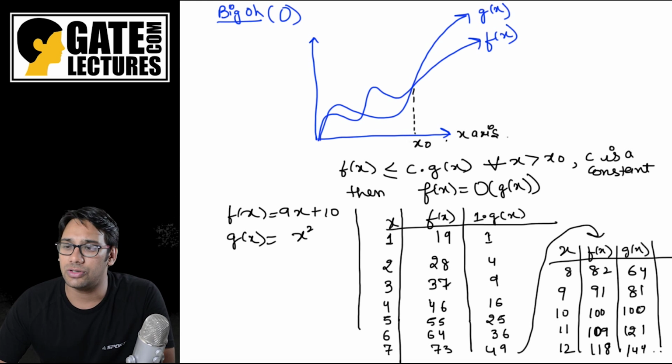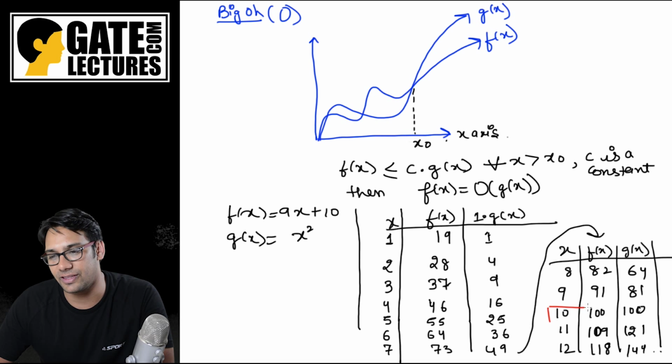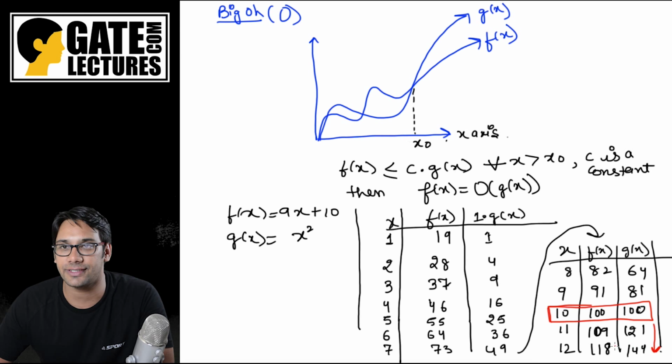Now if you see the specific point, what is the point? The point is 10, when the value of x is 10. After this value of x is 10, g(x) will always be greater than f(x). If you put any value which is greater than 10, g(x) will always be greater than f(x). But before this value of x as 10, it may happen that their values fluctuate. At some point of time you may find that f(x) is greater than g(x), at some point of time you may find that g(x) is greater than f(x).